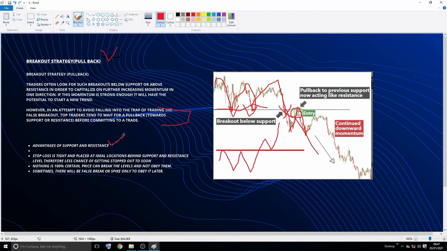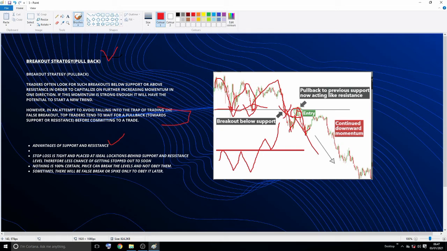So, advantages of support and resistance. Stop loss is tight and placed at an ideal location behind the support and resistance level, therefore less chance of getting stopped out soon. So if your stop loss is below support and above resistance, it's not likely to be hit because it's behind a strong level.